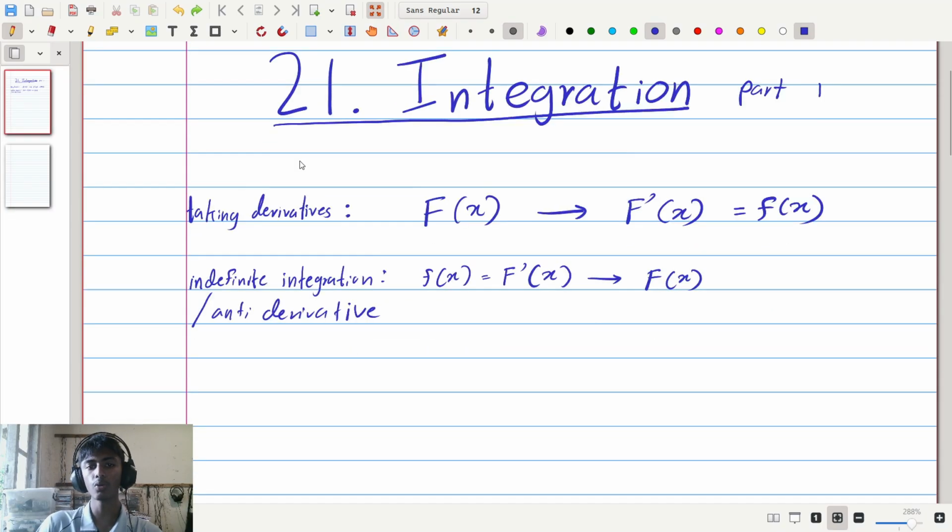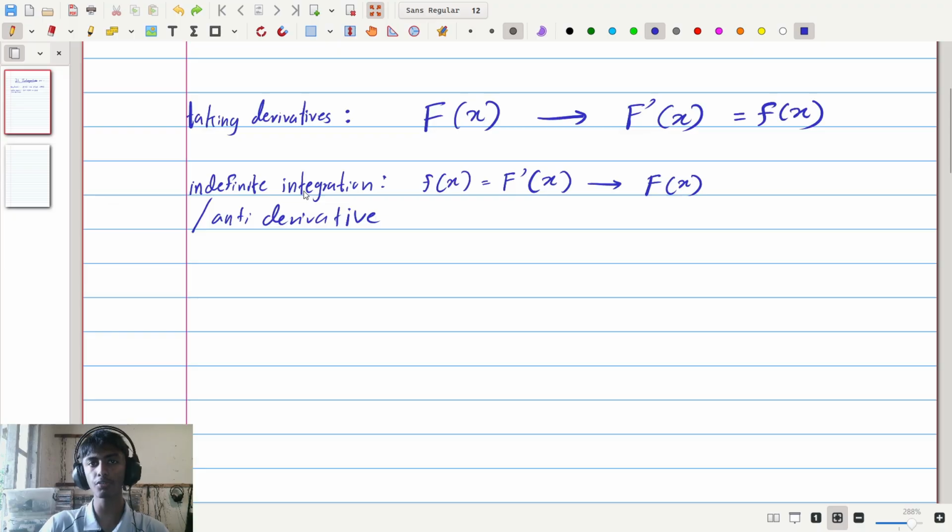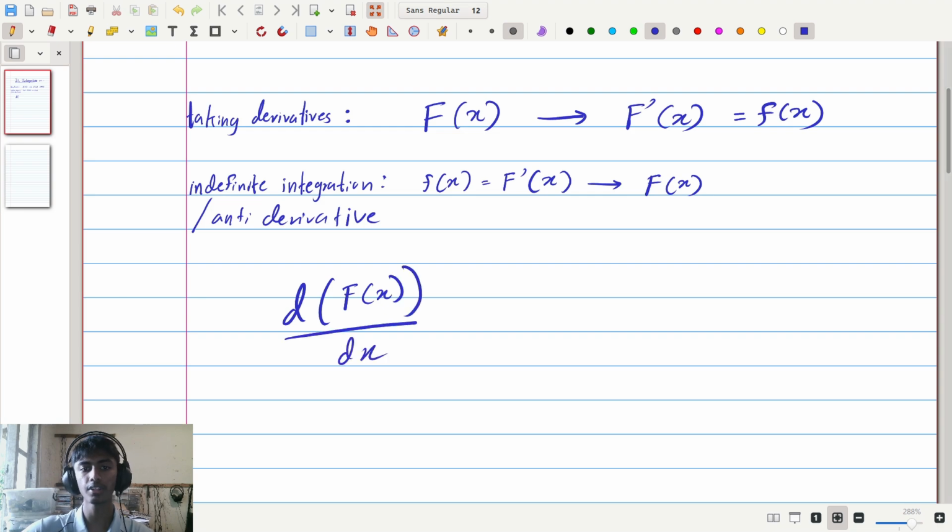For this thing, we know that there are multiple notations for taking the derivative. The most common one is to say d of capital F of x with respect to x equal to simple f of x. This is the notation corresponding to this process which we have in the first line here. The corresponding notation for indefinite integration, as in taking the antiderivative, is this notation here.